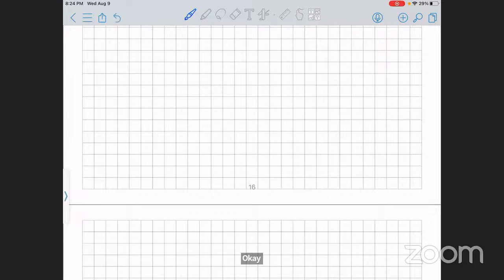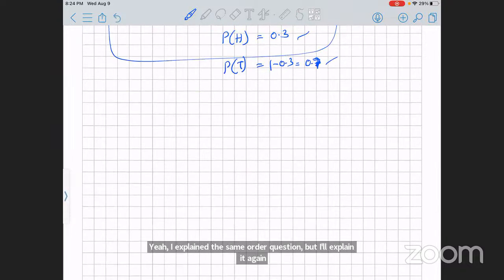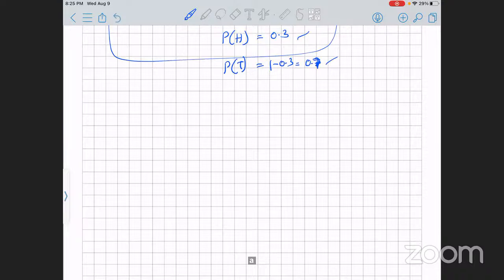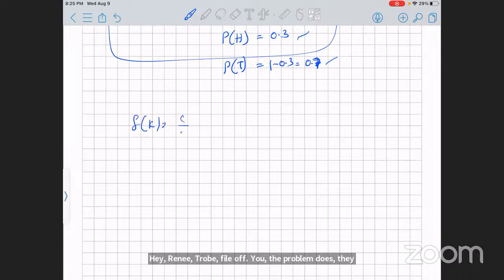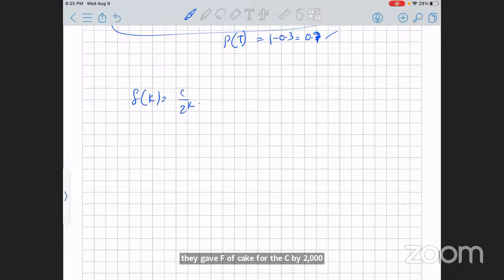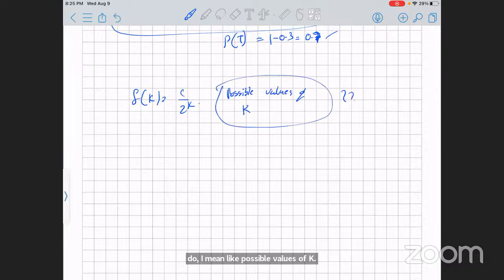Look, I explained the same model question, but I will explain it again. Uranium decays slowly by emitting alpha particles. The probability of survival is given as f of k equals c by 2 power k. Find the value of c. Now look, they didn't give the possible values of k. K can start at 0, 1, 2, 3, or k can start at 1, 2, 3.